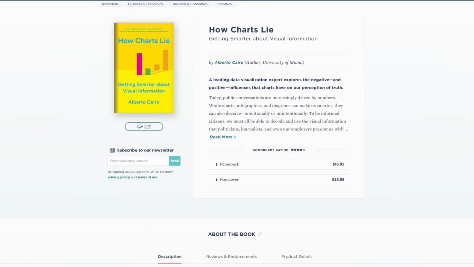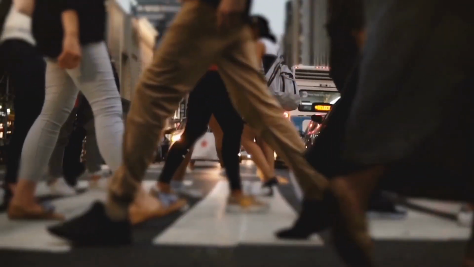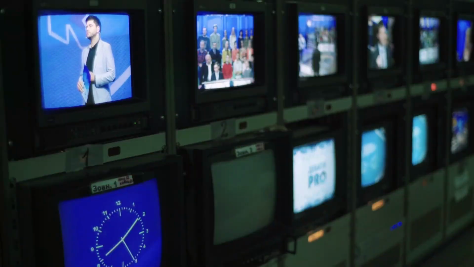Number 4 is How Charts Lie. How Charts Lie by Alberto Cairo is a great book for any data visualization beginner. It's one of the first ones I read when I was starting my journey. It covers how a lot of people, mainly the media, will use charts to illustrate a message that isn't entirely true.